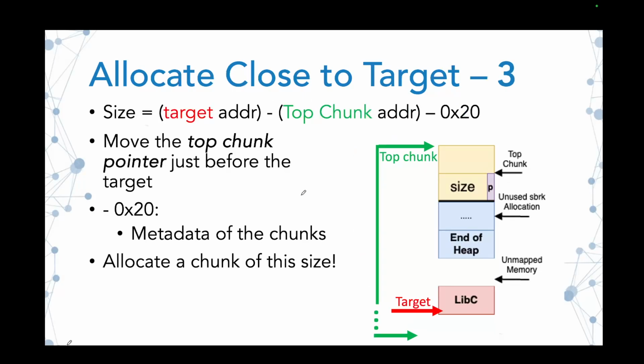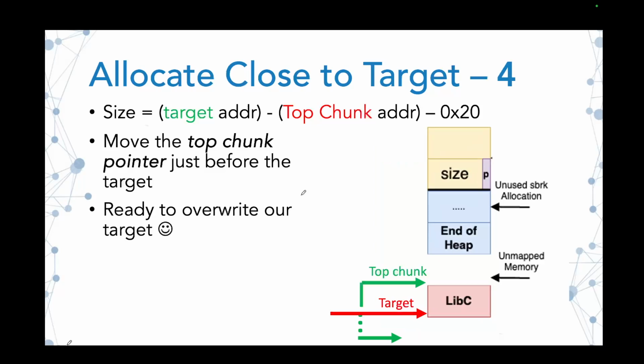In actuality, we need to subtract hex 20 to deal with the metadata of various things, because we're going to allocate one thing on the top chunk, and then we're going to allocate one thing close to our target, like I mentioned. So the actual size you want is the target address minus the top chunk address minus hex 20. And if we allocate something of this size, then we literally just move the needle.